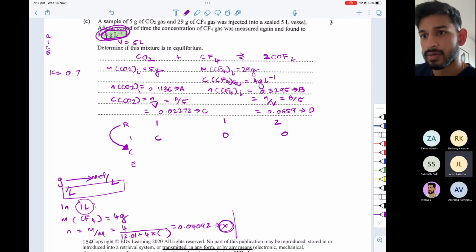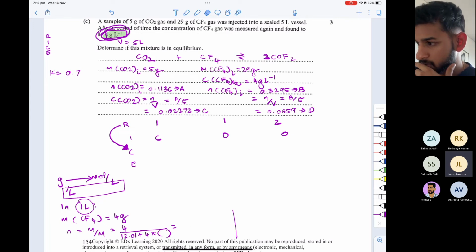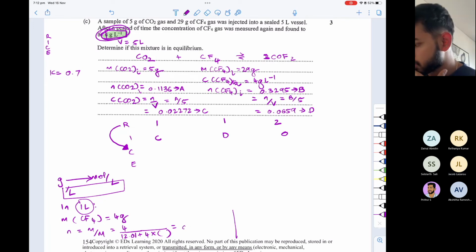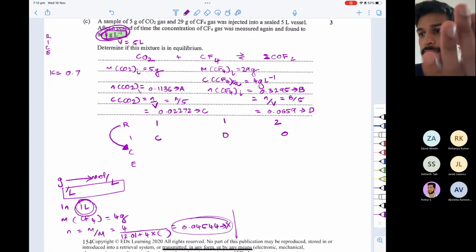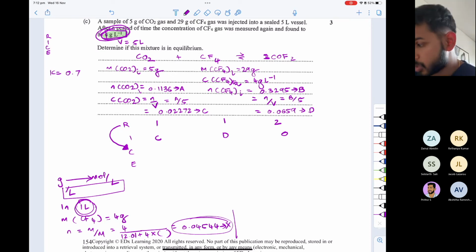Oh, actually, wait, no, that's wrong. That was after I used the molar ratio. It should actually be 0.04544. Okay, good. 0.04544. Very good. So we'll store that as X still. We'll say, therefore, in 1 liter, we have this many moles, 0.045 or X number of moles, which means the concentration of CF4 is just X moles per liter.